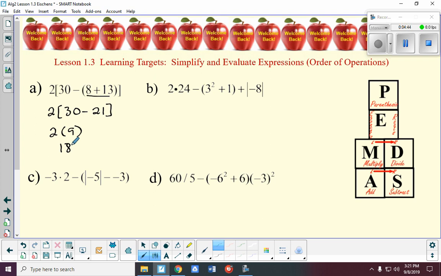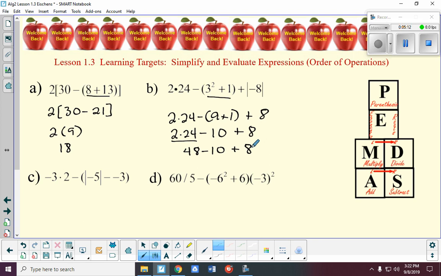In the next problem, we'll have to simplify here. Now there's also exponents. So we have 2 times 24 minus 9 plus 1. And then the absolute value of 8 is just a positive 8. So 2 times 24, and inside the parentheses is 10 plus 8. Now we do multiplication. 48 minus 10 plus 8. Now adding and subtracting from left to right, whichever comes first. So subtract. 48 minus 10 is 38 plus 8 would equal 46.